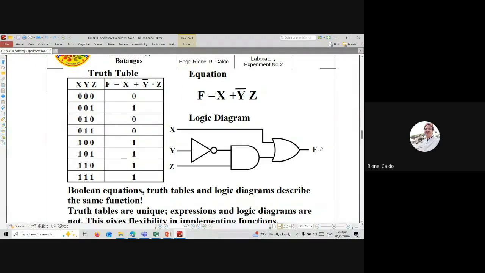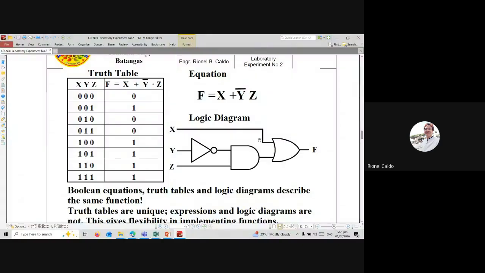Again, as you can see here, one input yung NOT gate, two inputs lang yung AND gate, at saka two inputs lang yung OR gate. Kasi yung ginagamit natin na IC ay one input NOT gate, two inputs AND gate, at saka two input OR gates.